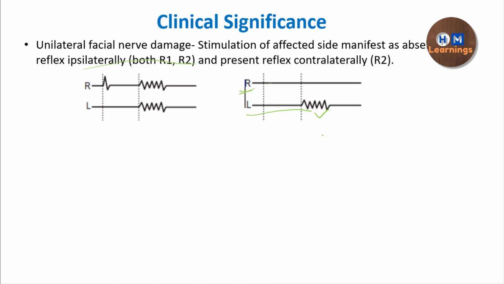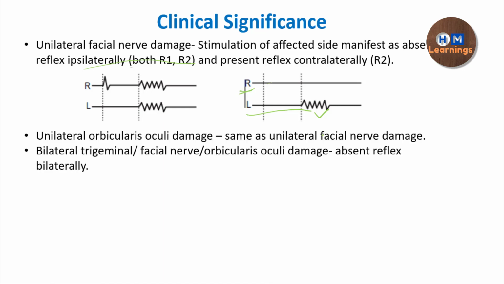Then next, if there is damage to the orbicularis oculi, same as the facial nerve damage, the reflex will show the same pattern. If there is bilateral damage of any of these, there will definitely be an absent reflex bilaterally.